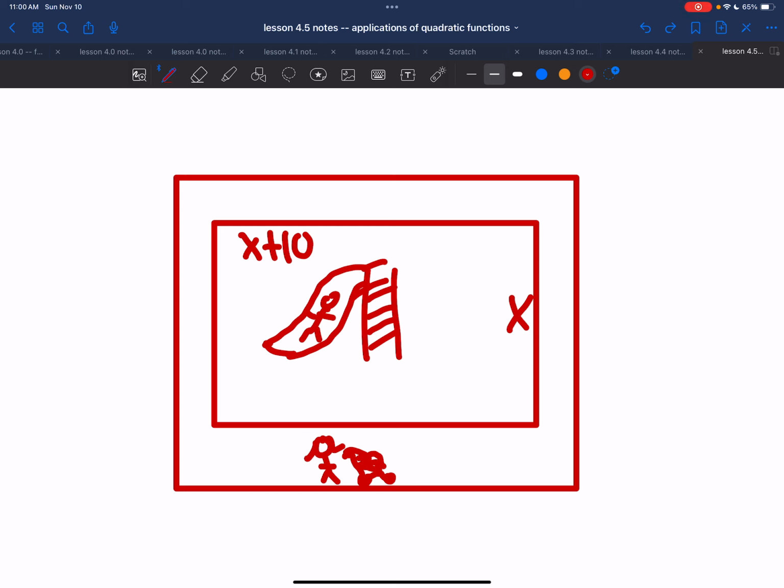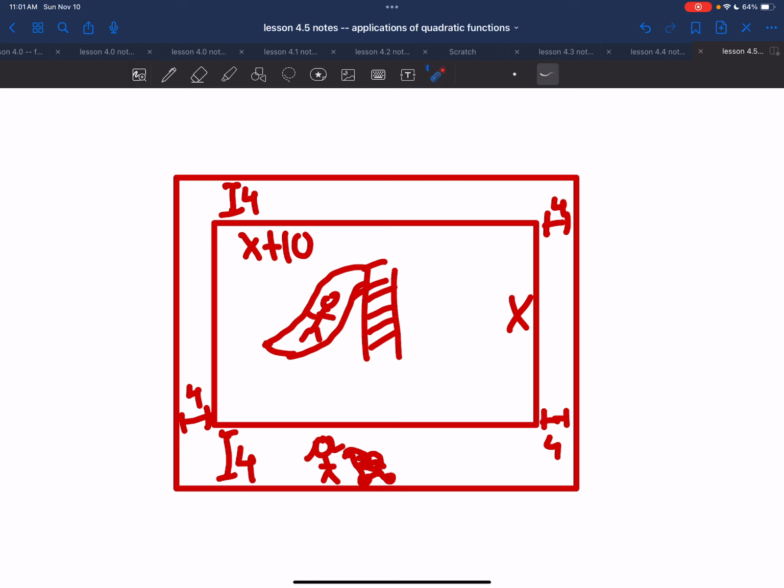So, if this is 4 feet in all directions, I say, that's 4 feet, and this is 4 feet, and this is 4 feet, and this is 4 feet. It is 4 feet in all directions on the sidewalk.